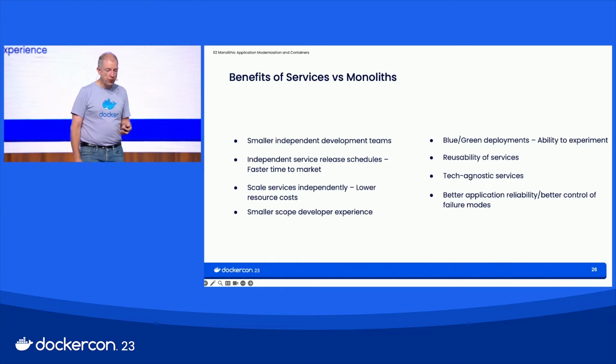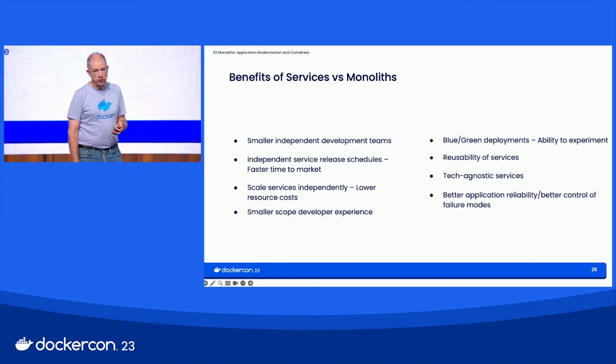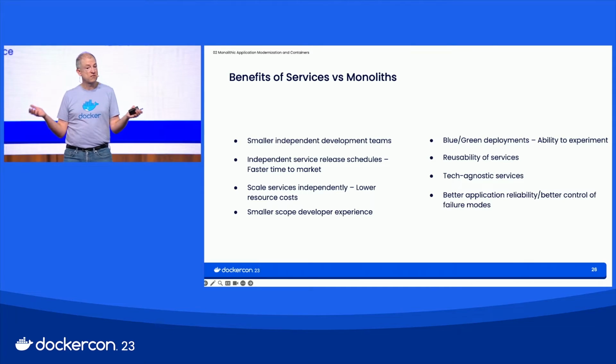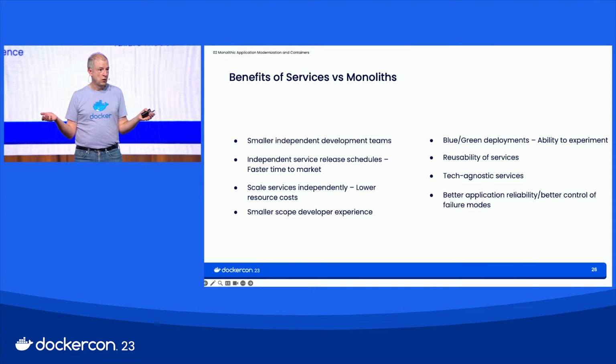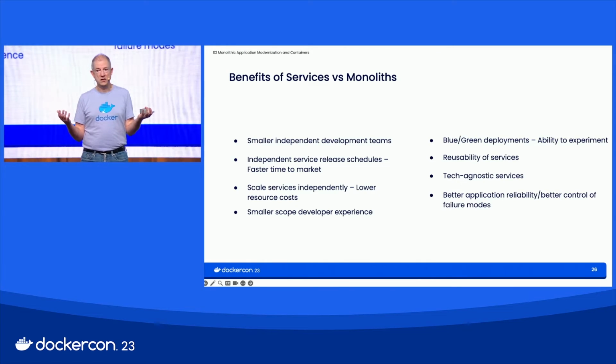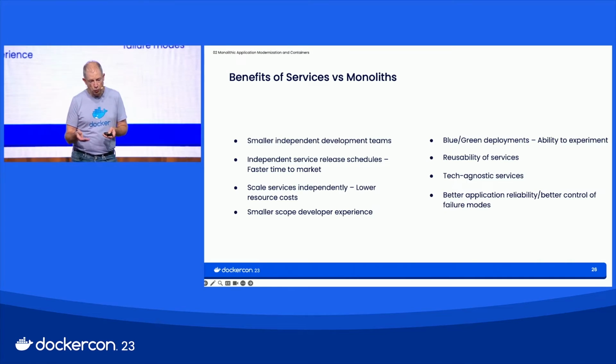Better application reliability, better control of failure modes. So if we think about it, if we have a particular service that's failing for whatever reason, that service could fail and we can go into a failure mode. Doesn't mean the rest of the application has to fail. Whereas with the monolith, with the Java memory leak, the whole thing's going down and everybody's out of capability at that point.